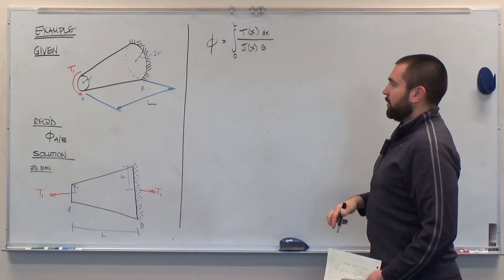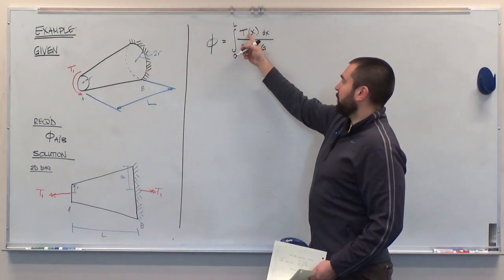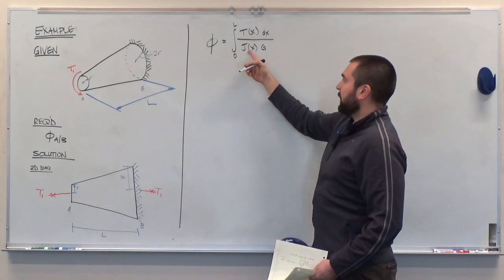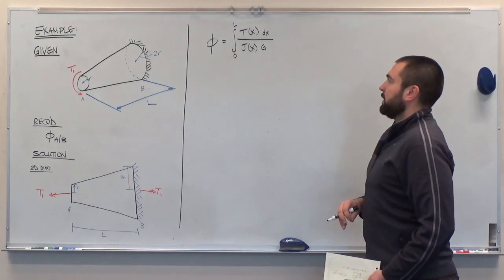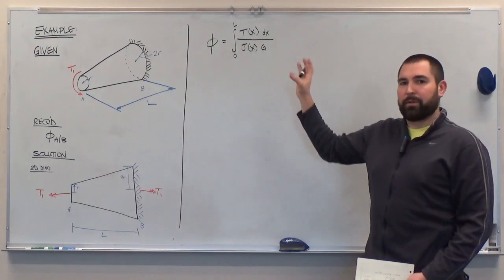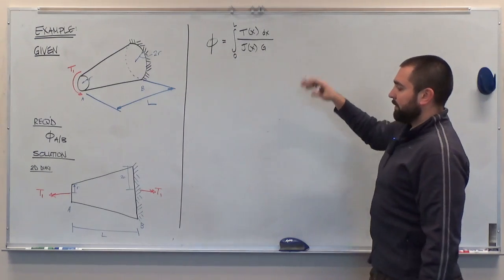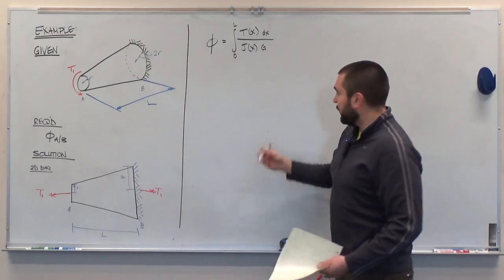In the previous examples, it's been simple because the internal torque as a function of x has been constant. The polar moment of inertia has also been constant. So we've just been able to turn this into a simple ratio. That's not going to be the case here, but we can simplify it a little bit.